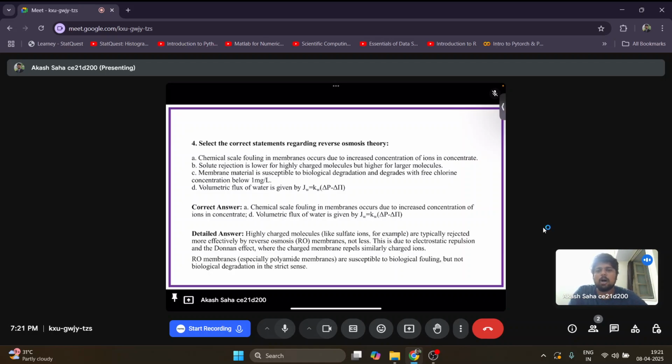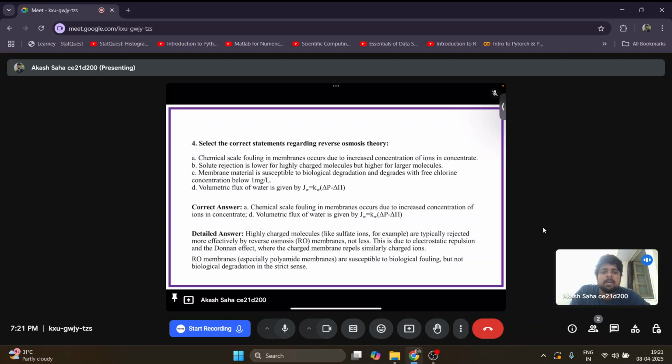Whereas if we see options B and C, when we are talking about highly charged molecules like sulfates, for example, they are typically rejected more effectively by reverse osmosis. This is due to the electrostatic repulsion and the Donnan dialysis effect, where the charged membrane repels the similarly charged ions. So the rejection will be more for highly charged molecules, not less. That's why option B is incorrect.